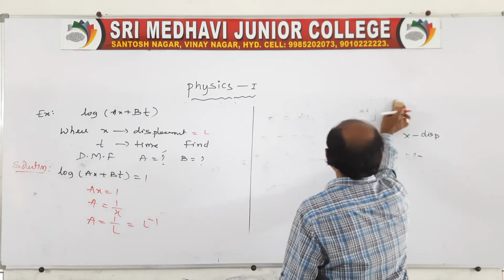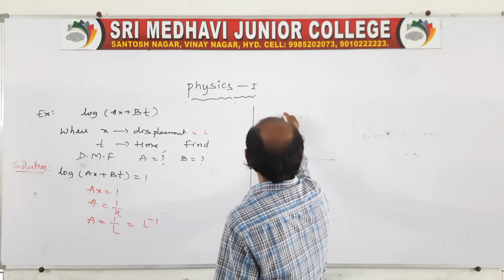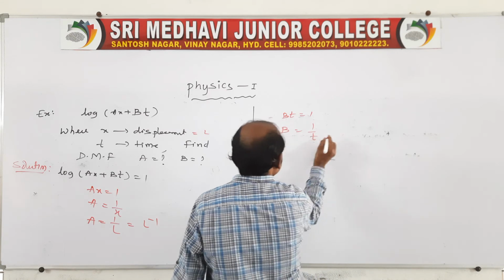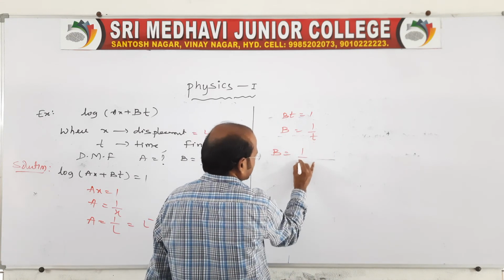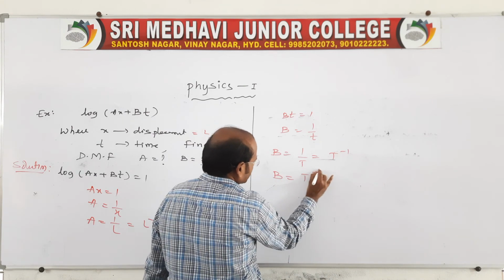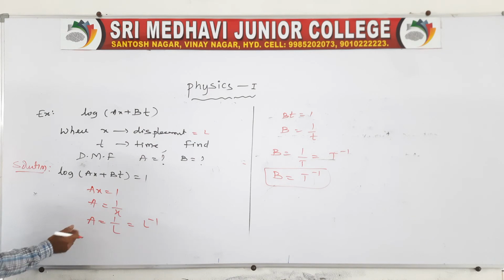Suppose I give you another one. We have to get b also, so bt is also equal to 1. Then b is equal to 1 by t, where t is the capital T, which implies T power minus 1. Therefore the dimensional formula for b is T power minus 1, and a is equal to L inverse. This is the dimensional formula for the logarithmic function.